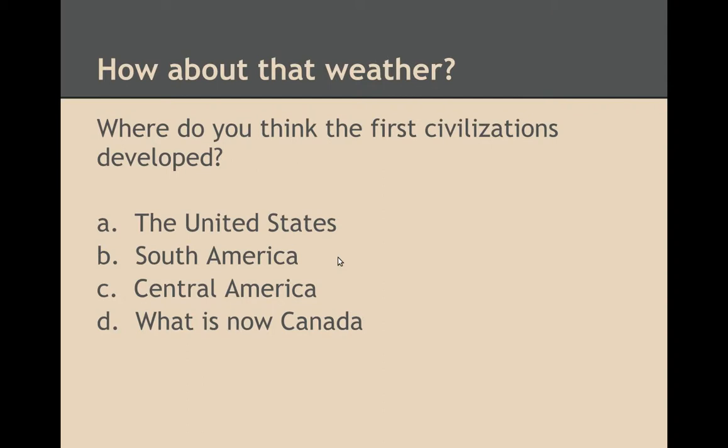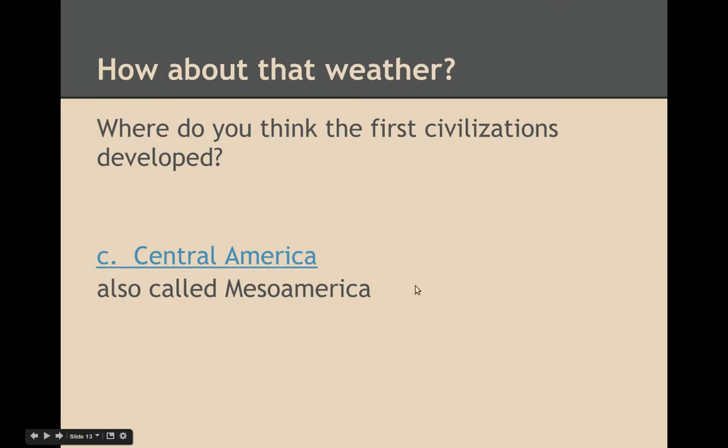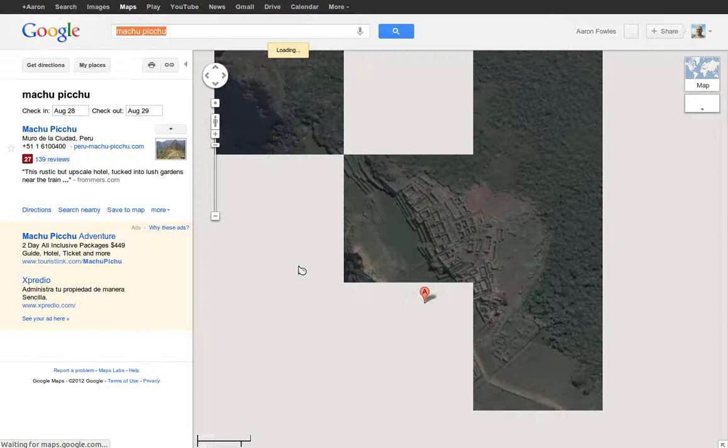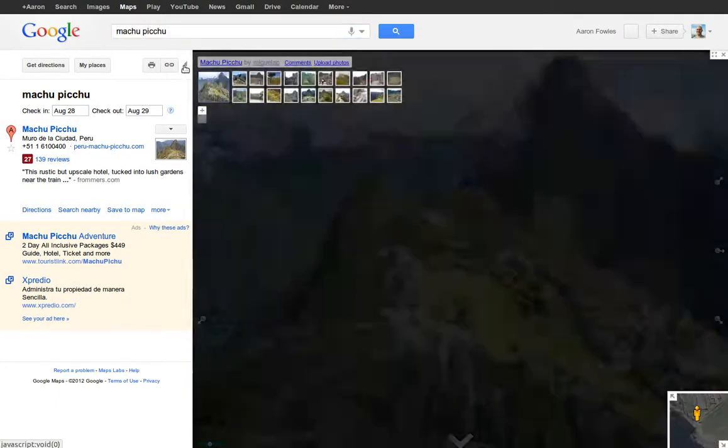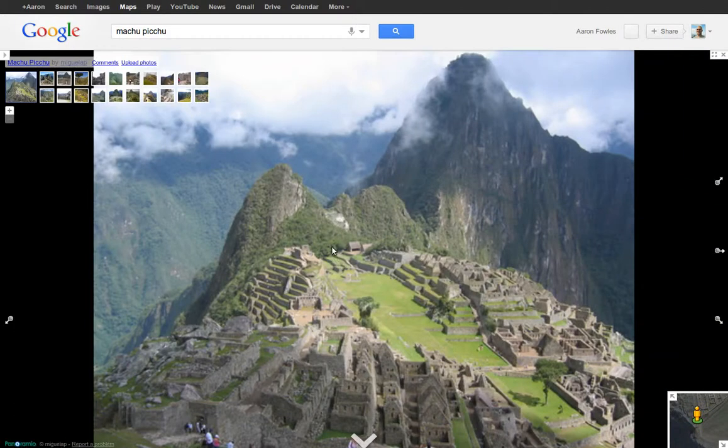So I kind of gave this away there. Where did the first civilizations develop? Where do you think the first civilization developed? United States, South America, Central America, what about Canada? Probably better if I hadn't given you the answer before, but bam, there it is, Central America. And just to see how developed it could be, let's have a look. This is Machu Picchu, which was an Inca society.